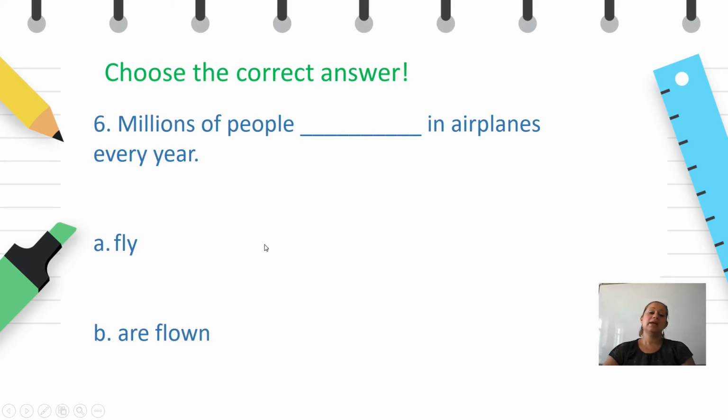Number 6. Millions of people in airplanes every year. So do we say millions of people fly in airplanes every year or are flown? What do you think?